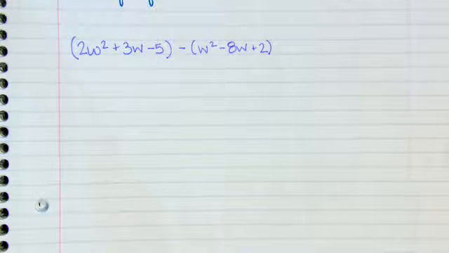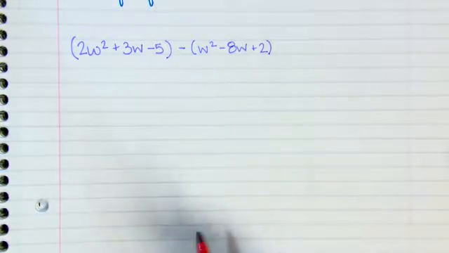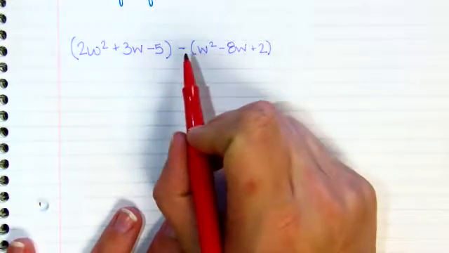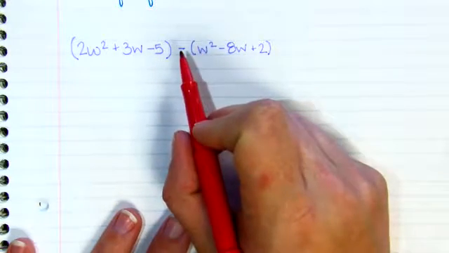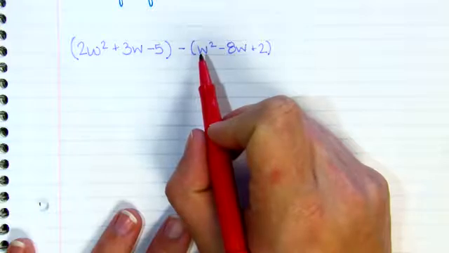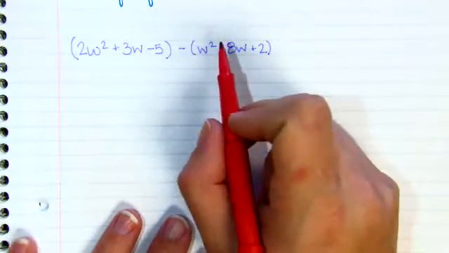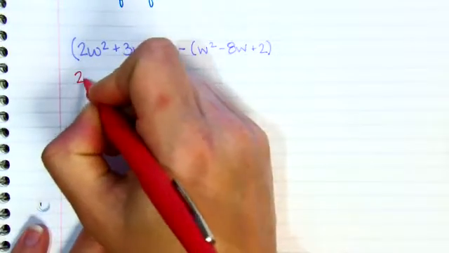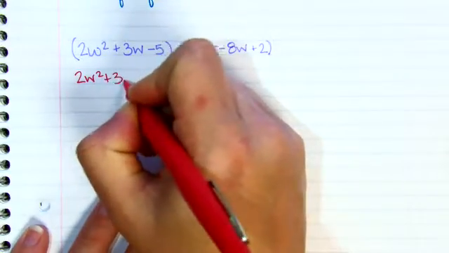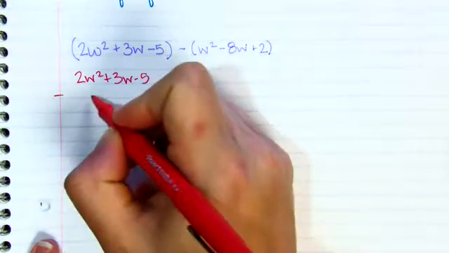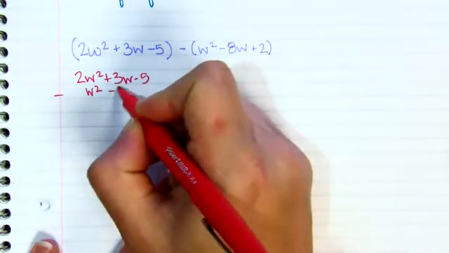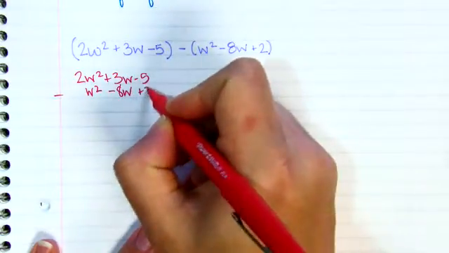Subtracting polynomials is not any different from adding them. Again, we can do it vertically or we can do it horizontally. You want to be careful though, because remember that subtracting is really just adding the opposite. And so what I would be doing is instead of subtracting a positive w squared, I need to think about it as adding a negative w squared. So what I'm going to do is I write it out vertically, just like before, but I'm subtracting now, minus w squared minus 8w plus 2.